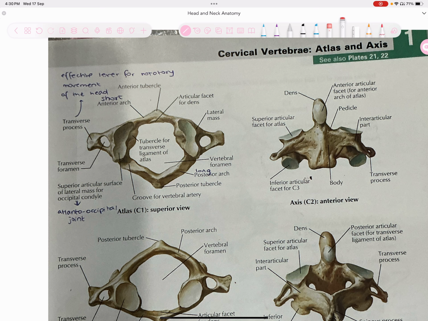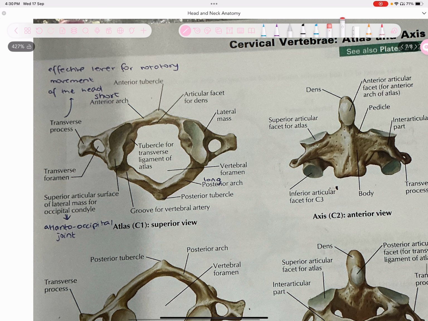Now, atlas has a short anterior arch and a long posterior arch. So this is the anterior arch, which is short, and the long posterior arch. I have mentioned that. Other than that, it has right and left lateral masses. So these are lateral masses. You can see lateral masses on these articular surfaces. So these are superior articular surfaces, and just there you'll have the lateral mass. And obviously, it also has the transverse processes.